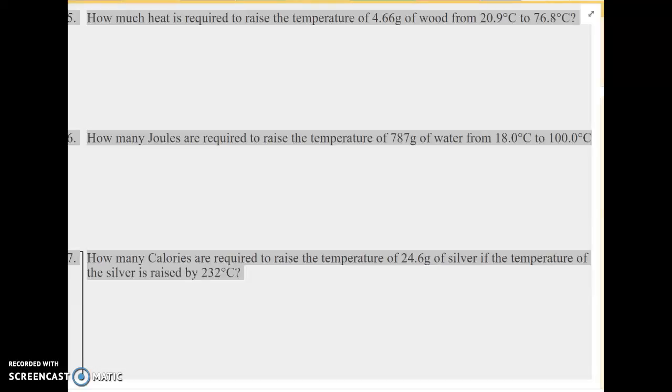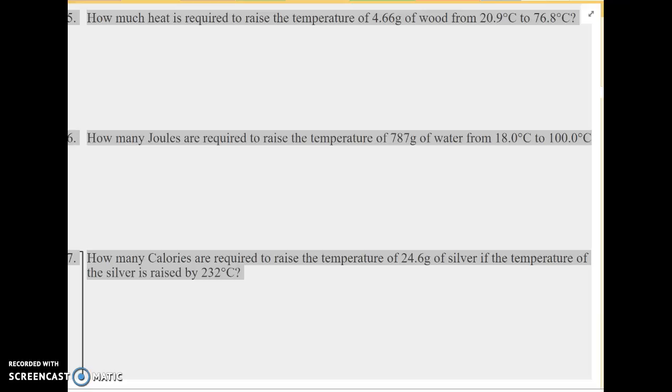Okay, we're going to do an example problem dealing with specific heat and heat energy. This question asks us how much heat is required to raise the temperature of 4.66 grams of wood from 20.9 degrees Celsius to 76.8 degrees Celsius.